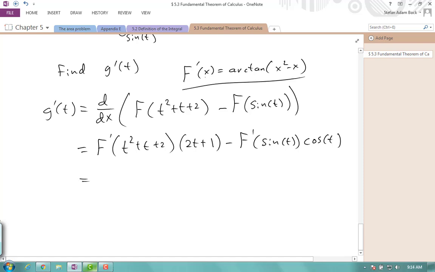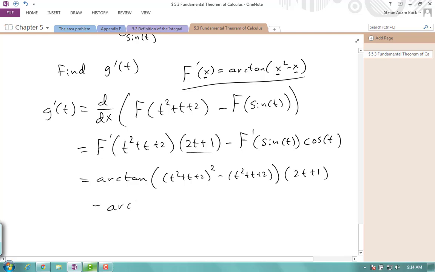But remember, I'm plugging in whatever the bound is everywhere there's an x. So I actually have arctangent of t squared plus t plus 2 quantity squared minus t squared plus t plus 2, times 2t plus 1 from chain rule, minus arctangent of sine of t squared minus sine of t, times cosine of t.